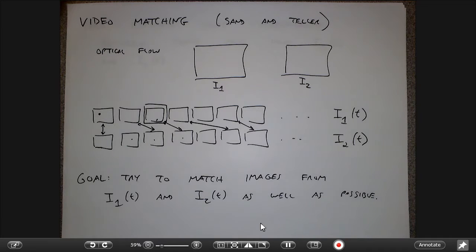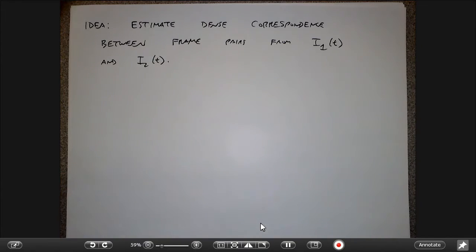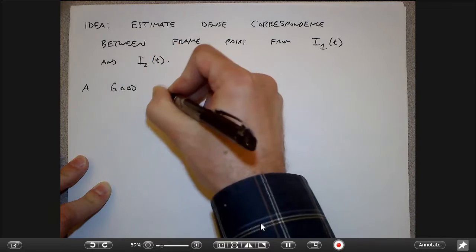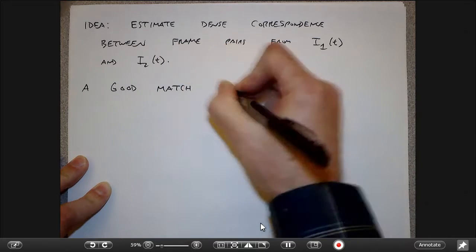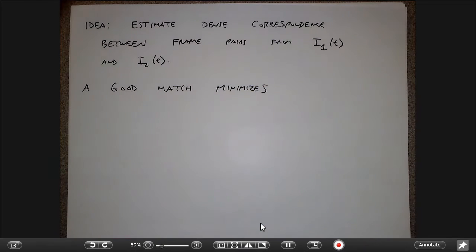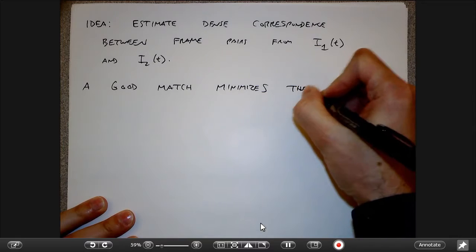So, if life is good, there's some image from camera 1 that exactly matches the image from camera 2. Now, I may not get that lucky, but that would be the best case, right? That would be like saying, hey, here's something where these things really match. That's not exactly what happens in this video matching algorithm. What happens instead is that it's hypothesized that a good match minimizes the sum of parallaxes.